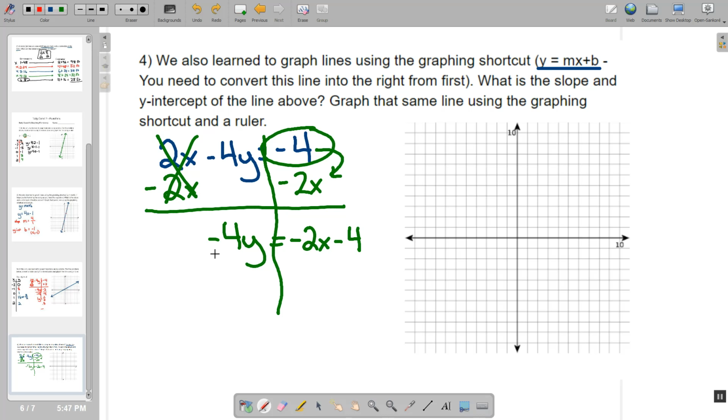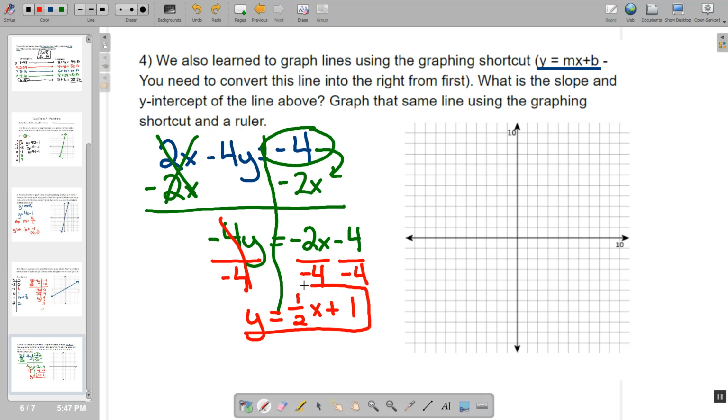Now we have to get rid of the thing that's in front of the y, which is negative 4. Divide everything by negative 4. And we get y is equal to, now this you could leave however you wanted, but I think it's easiest to write it as the simplified fraction, 1/2. And negative 4 divided by negative 4 is positive 1. From here, we now have y equals mx plus b form. We find our slope and our y-intercept, and we can graph with a nice shortcut.